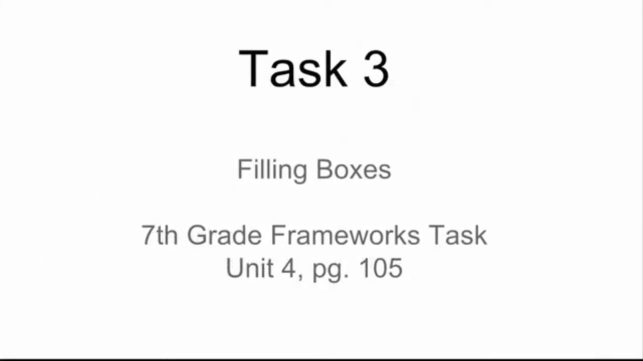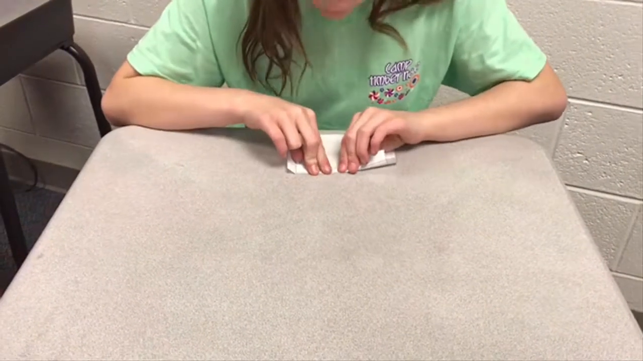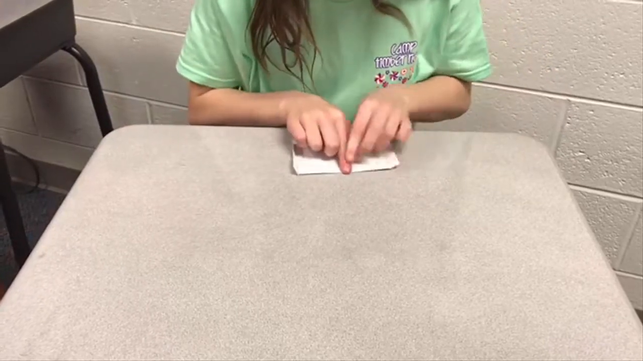In Task 3, students fill boxes with 1 centimeter cubes to explore the relationship between area, volume, and surface area. The first step in this task is for students to construct 4 different sized boxes.